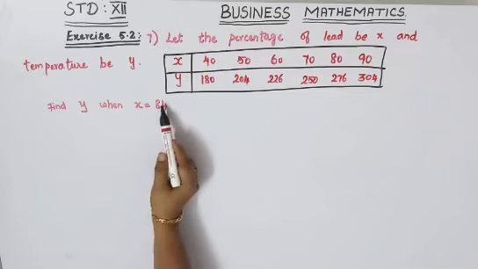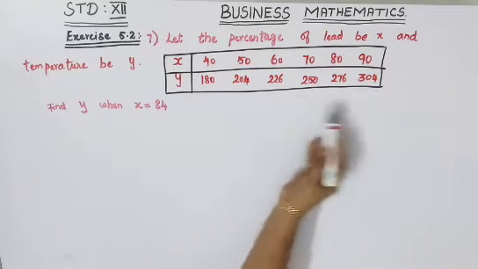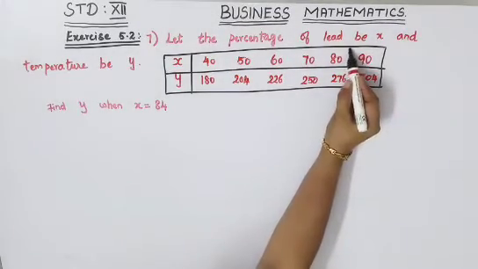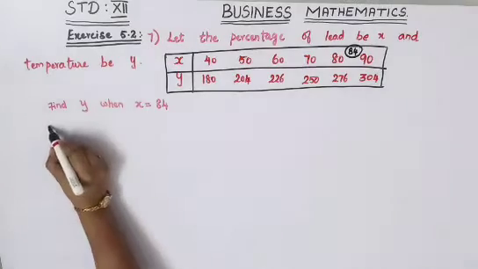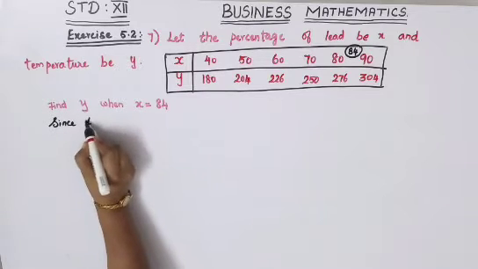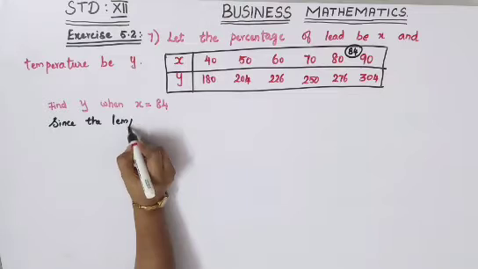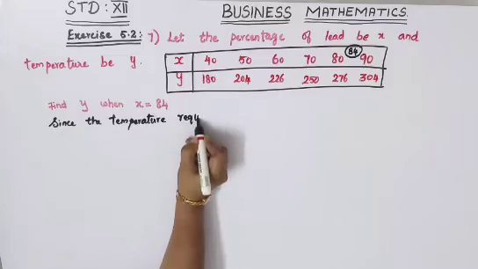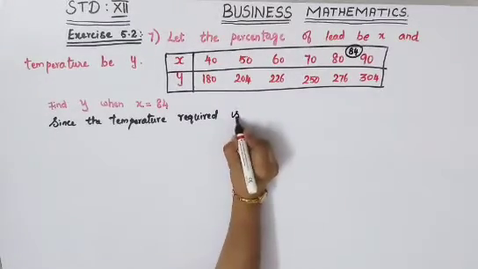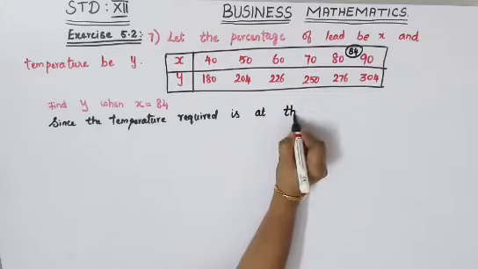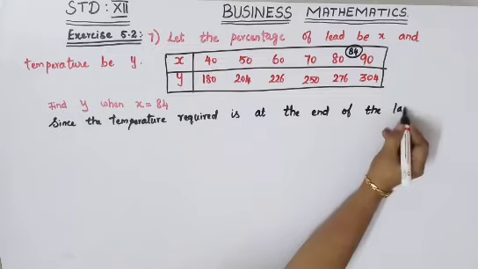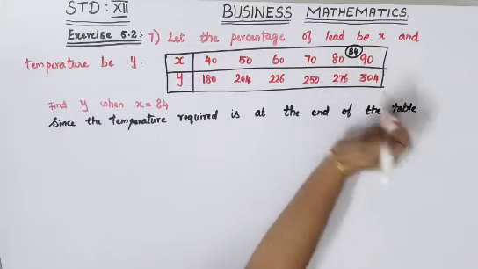So first you will have to check in which interval, whether in the forward or in the backward, this 84 lies. Just put this 84 where it lies, might be here in between 90 and 80. You will have your 84. Since the temperature required is at the end of the table, so it is back side.